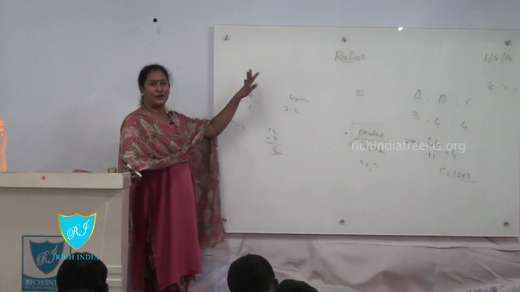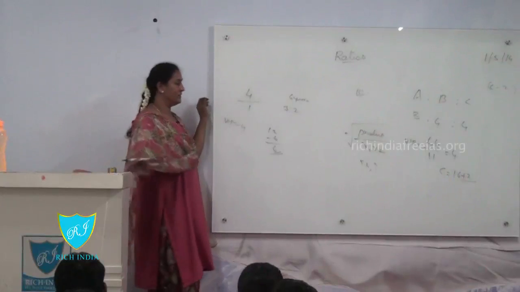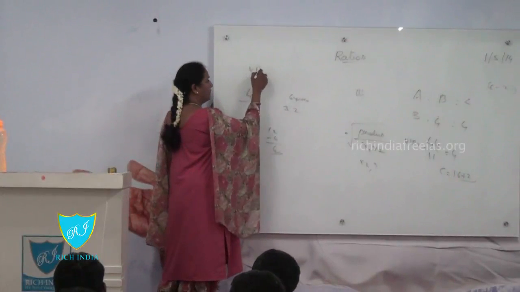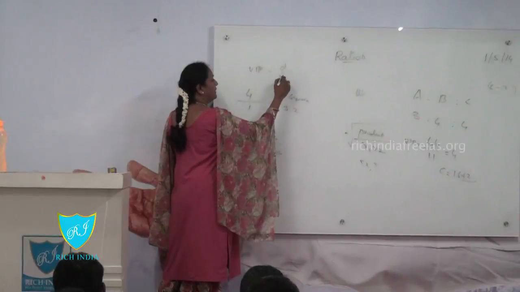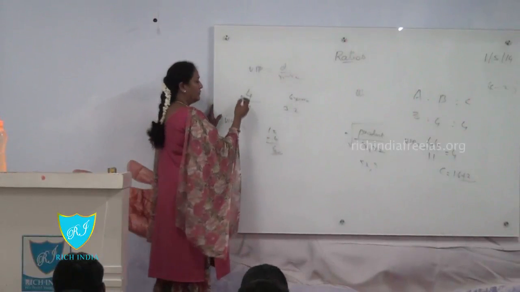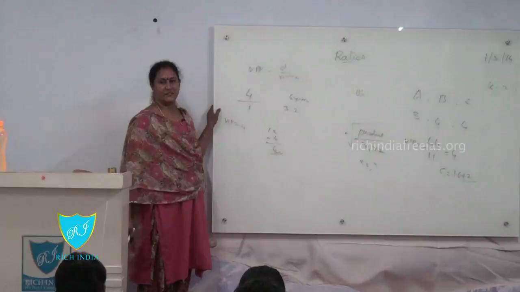So A is 4 years elder. Elder is a difference. This is the concept of the value of one part contribution: difference by difference in ratio. So at present he is 4 years elder.